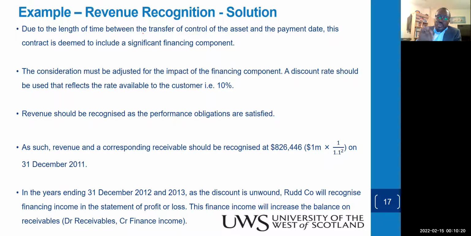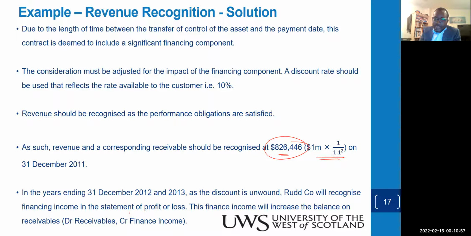But when we include that interest, at the end of the day in 2 years' time, it will amount to 1 million. What amount are we giving to this guy? We said revenue should be recognized once the obligations have been satisfied. As such, revenue and the corresponding receivable will be recognized. So this is what we calculated, and it gives us this amount. In simple terms, to a layman, we are giving this guy 826,000 today.